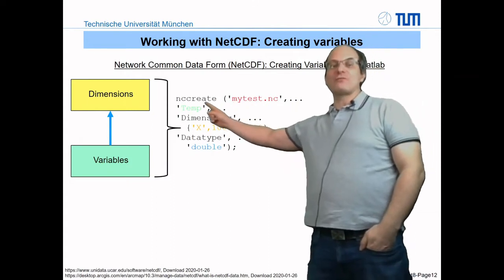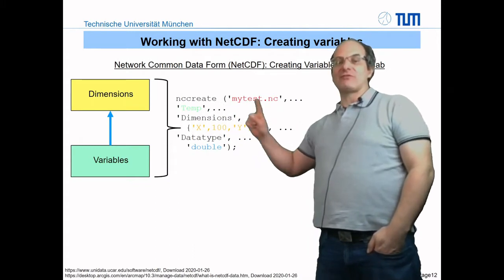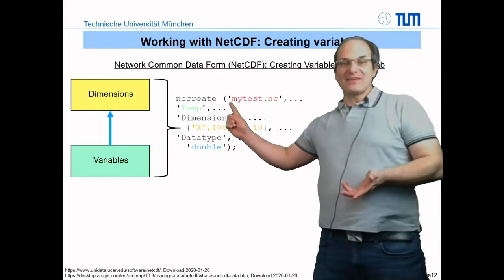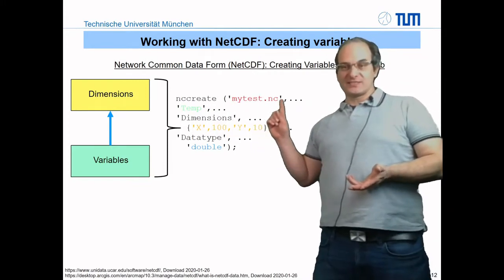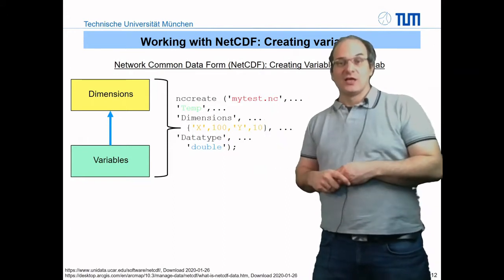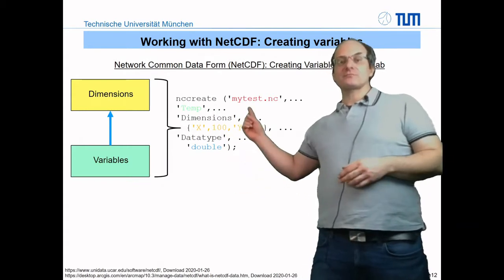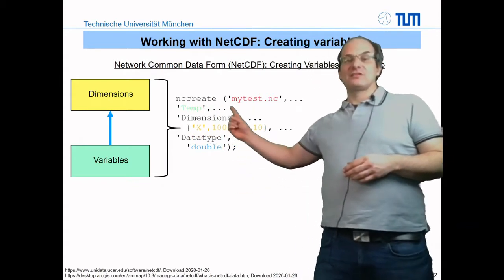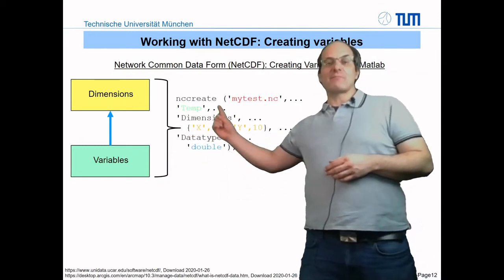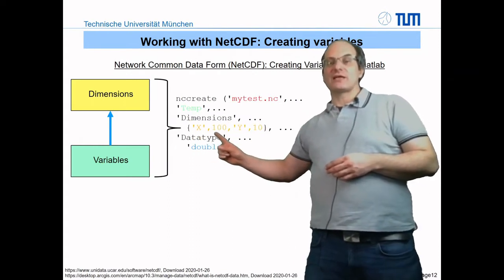You create them with one single function. You create the file, you name the file, and you need this file name for each command. So you create this file, in my case my test nc. Usually nc is the extension which gives you the information that it is a NetCDF file. Then we name this variable, in my case temp or temperature. Then you define the dimensions, which is this one. So I directly name the dimensions x and y.